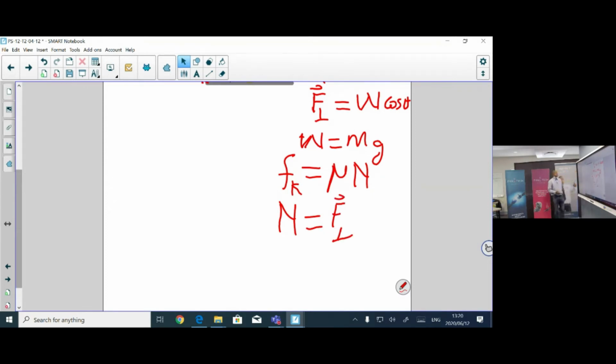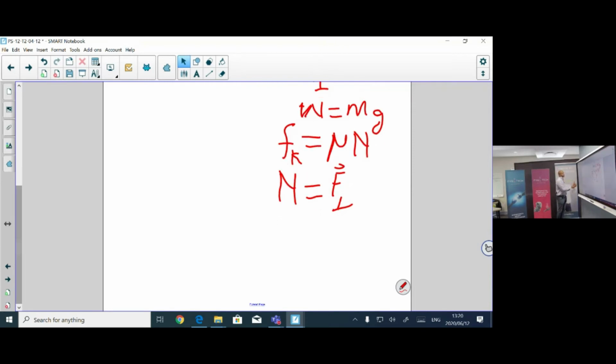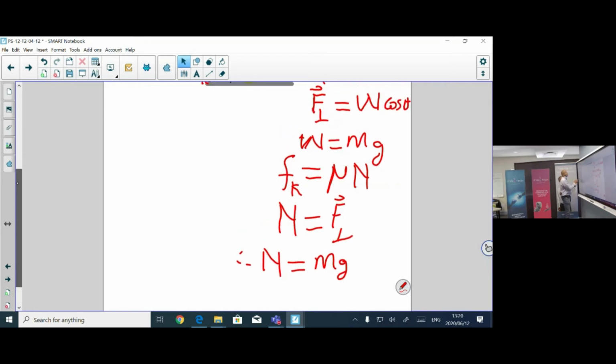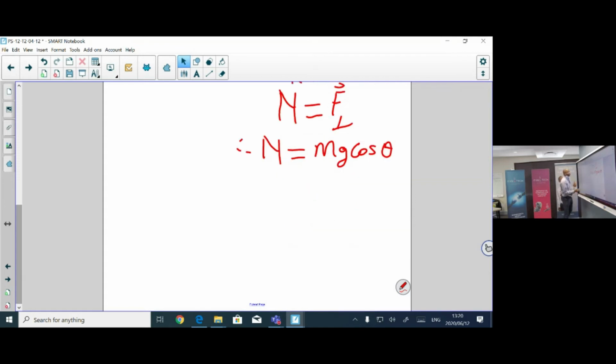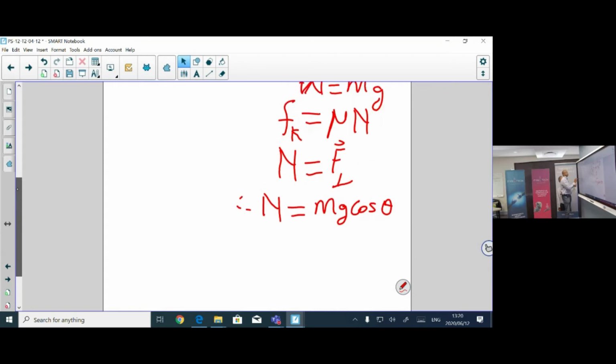And we know that F perpendicular up there is equal to W cos theta. Therefore, N is equal to mg cos theta. I have substituted W by mg. Now it will be easy for us to calculate.